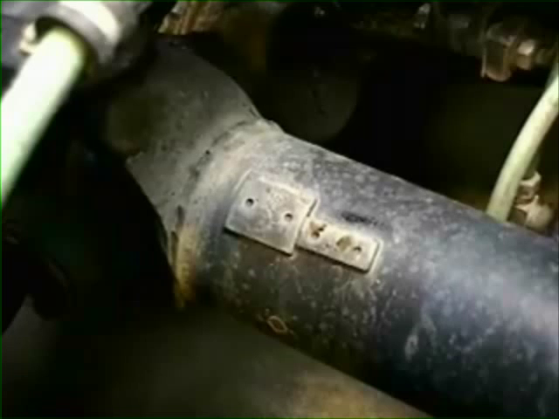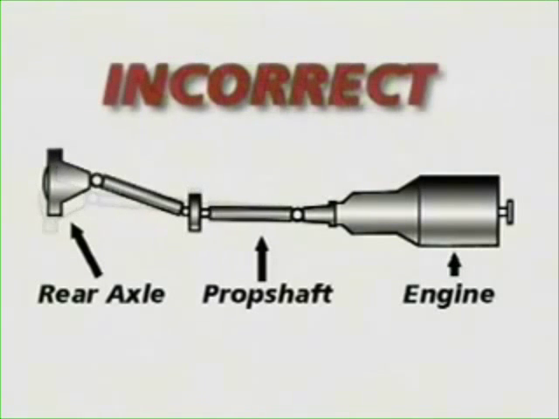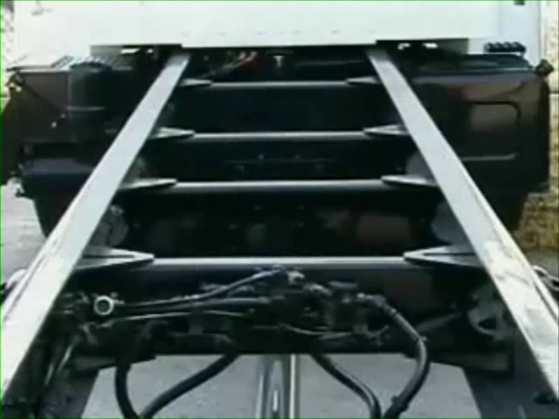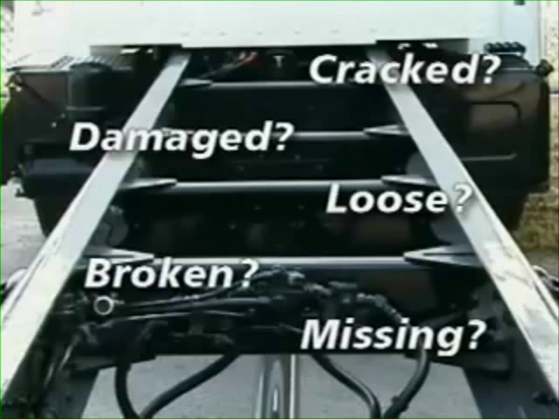If you suspect the driveline is the cause, check for a balance weight. If it is present, then the angle of the driveline may not be correct. For this problem, you will need to contact your vehicle manufacturer's representative. Also check whether a longer wheelbase is coupled with lighter frame rails. Are the frame rails or cross members cracked, damaged, loose, broken, or missing?